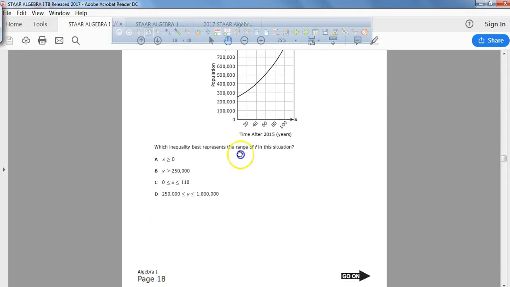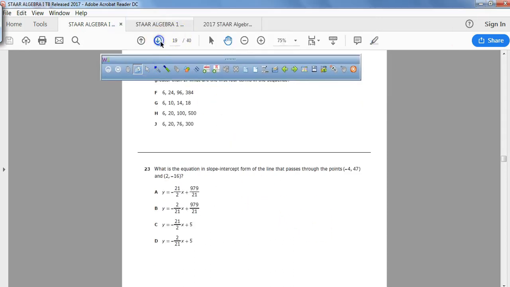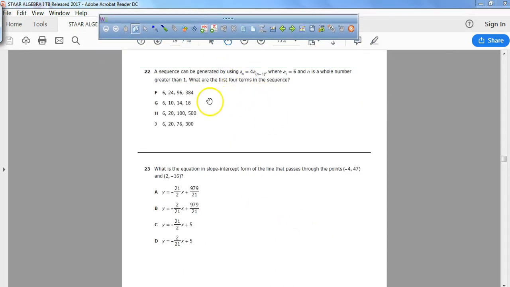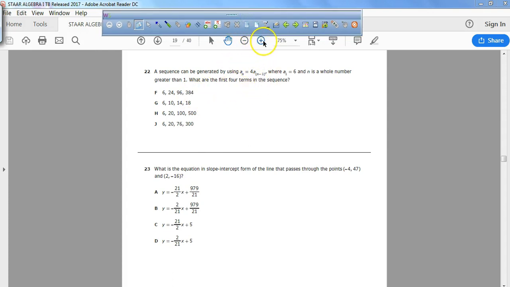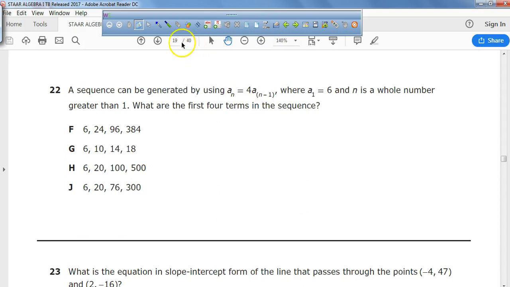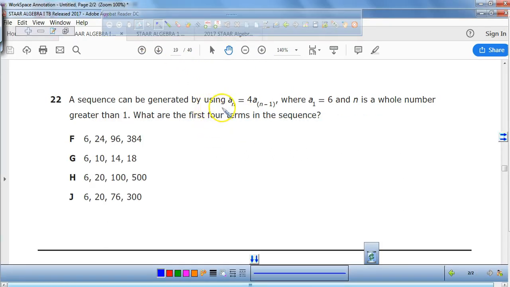All right, moving on to the next problem. Here we go. All right. It says a sequence. I'm going to zoom in a little bit here so we can. There we go. A sequence can be generated by using a of n equals 4 times a of n minus 1, where a1 is equal to 6. So your first value is equal to 6. And n is a whole number greater than 1. What are the first 4 terms in the sequence?